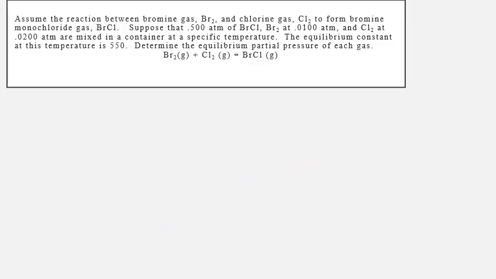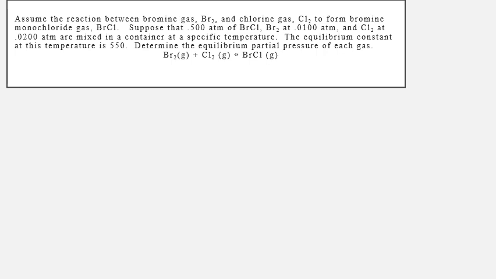Okay, so for our last problem for tonight, we are going to look at the reaction between bromine gas, Br2, and chlorine gas, Cl2, to form bromine monochloride gas, BrCl. We're going to suppose that we have 0.5 atmospheres of BrCl, 0.01 atmospheres of Br2 and 0.02 atmospheres of Cl2 mixed in a container at a specific temperature. The equilibrium constant at this temperature is 550. Determine the equilibrium partial pressure of each gas.